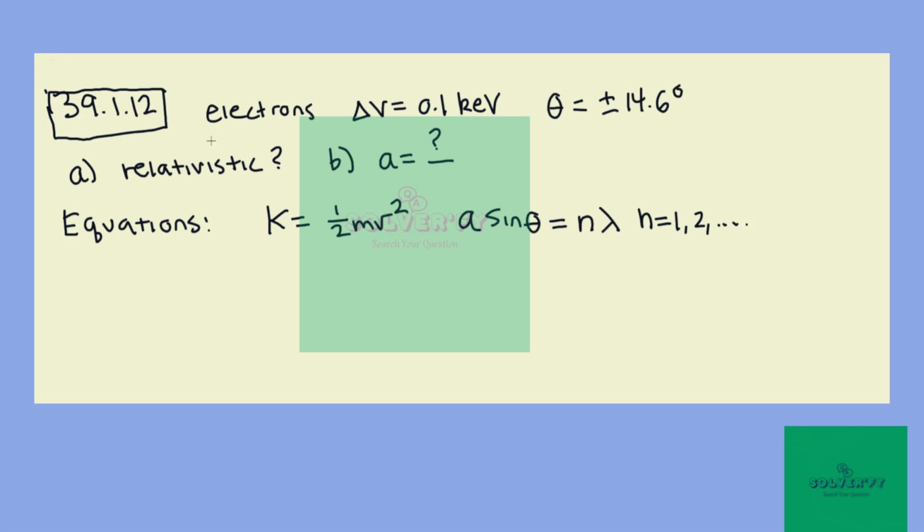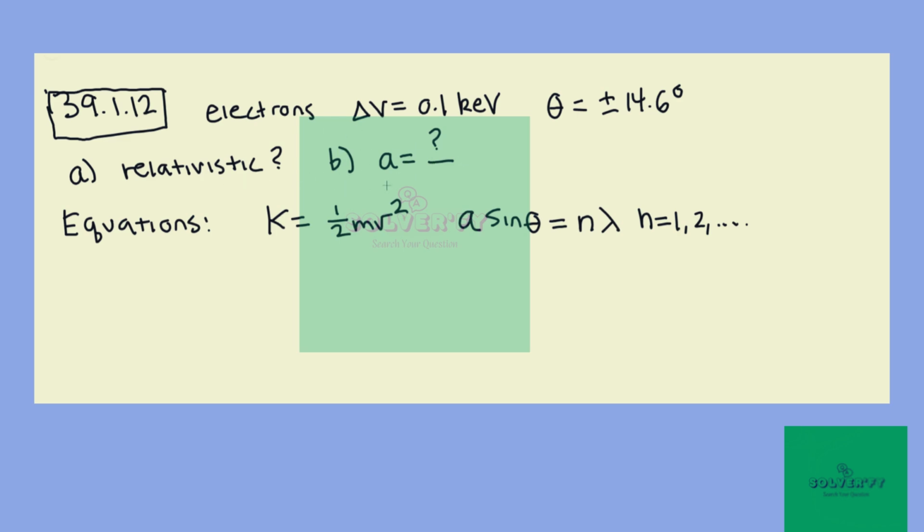Okay, in this problem we have electrons being accelerated through a potential difference of 0.1 kiloelectron volts, passing through a thin slit and creating an interference pattern on a screen some far distance away. We know that the first minimum appears at about plus or minus 14.6 degrees from the central maximum. In part A, we're asked to consider whether these electrons will be relativistic or not. And in part B, we're asked to find the slit width.